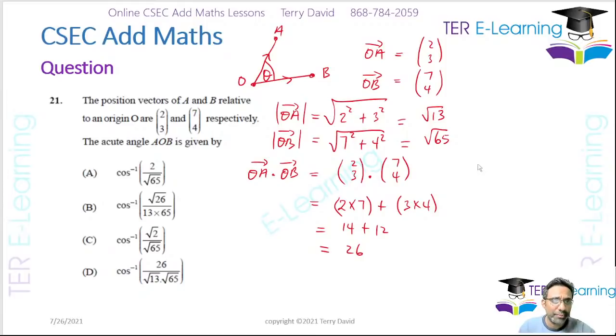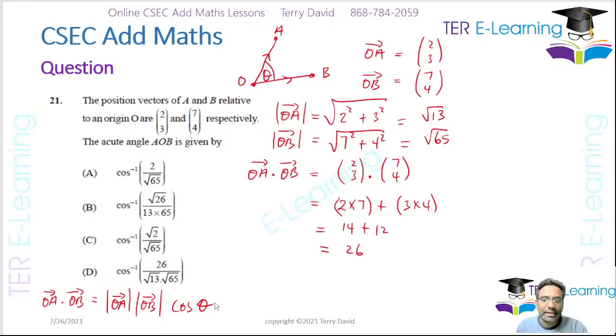So there's a formula that we use to work out our angle. Where should I write this? Let me write it across here. So this is what the formula is. OA dot OB is equal to the length of OA multiplied by the length of OB multiplied by cosine of the angle theta that we want to find. So this is the formula that we're using to work this out.